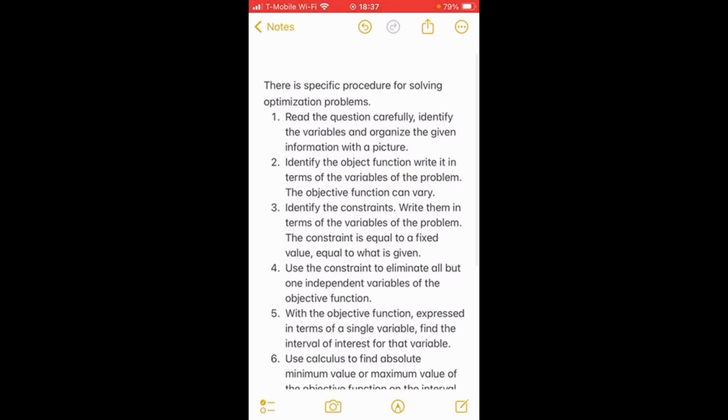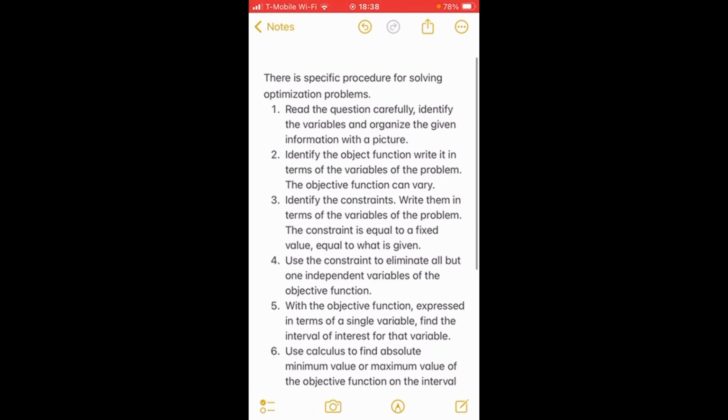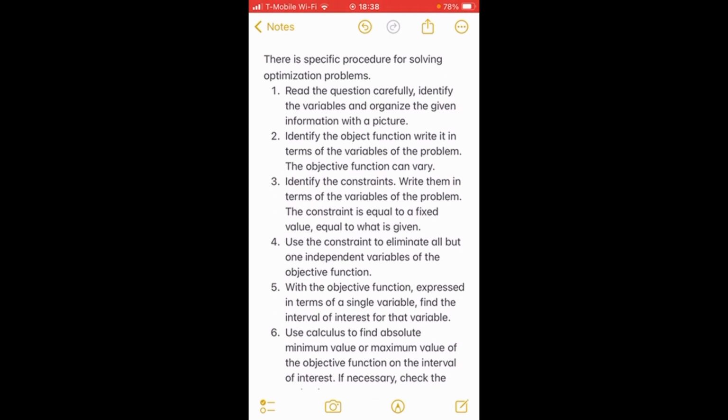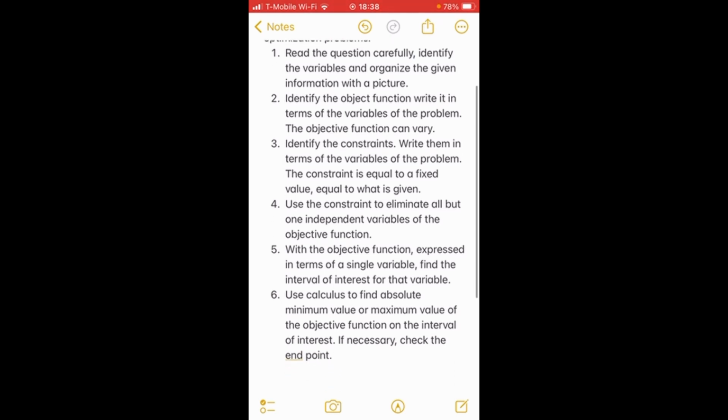There is a specific procedure for solving optimization problems. First, you have to read the question carefully. Identify the variables and organize the given information with a picture. Next, identify the objective function. Write it in terms of variables of the problem. The objective function can vary. Identify the constraint. Write it in terms of the variables of the problem.